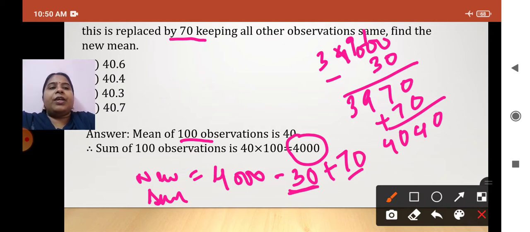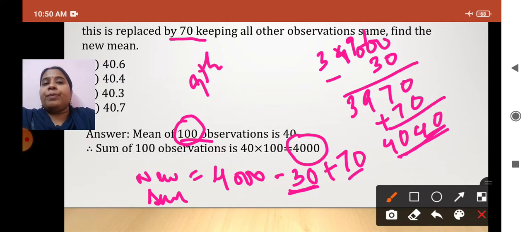What is this that I have got? This is nothing but the new sum. Okay, this is nothing but the new sum. Is it clear to you? Okay, number of observations is not changing. Don't get afraid. Number of observations is what? 100 only. What is done is, the ninth observation is only replaced. It is not removed or any new observation is not added. Only the ninth observation is replaced. Okay, so number of observations will be 100 only. Again mean will be what?